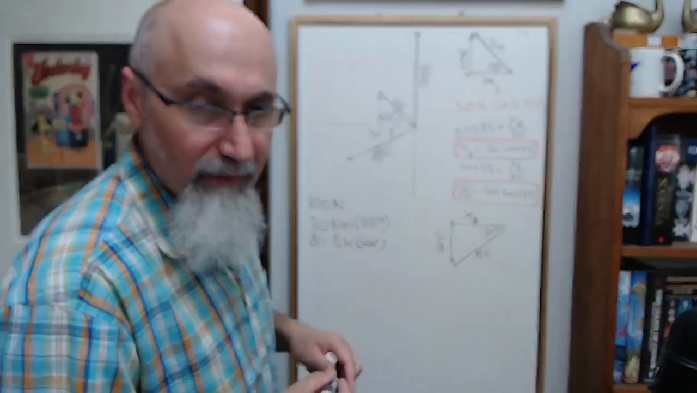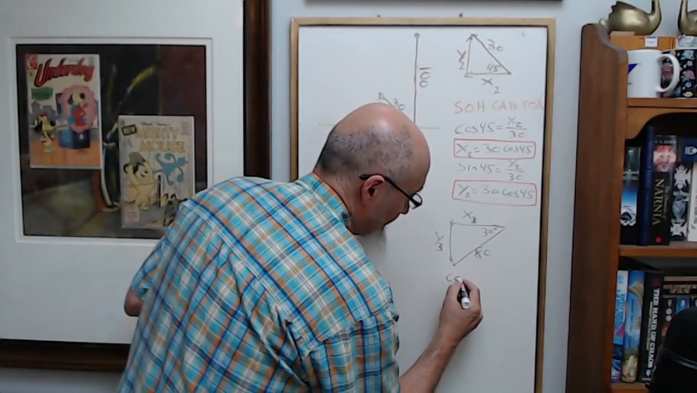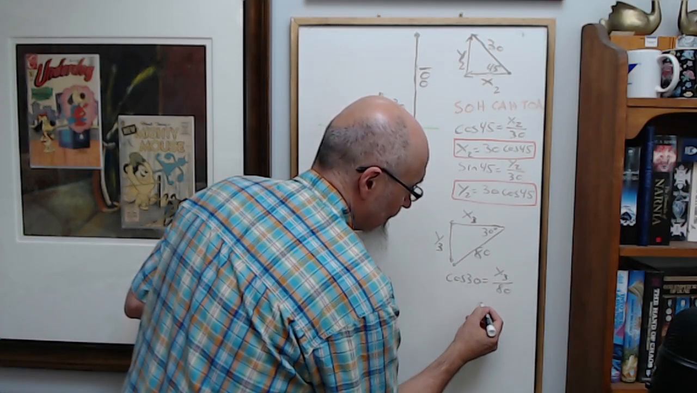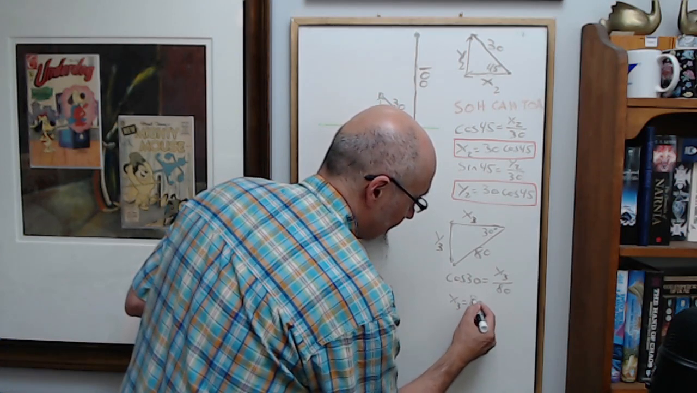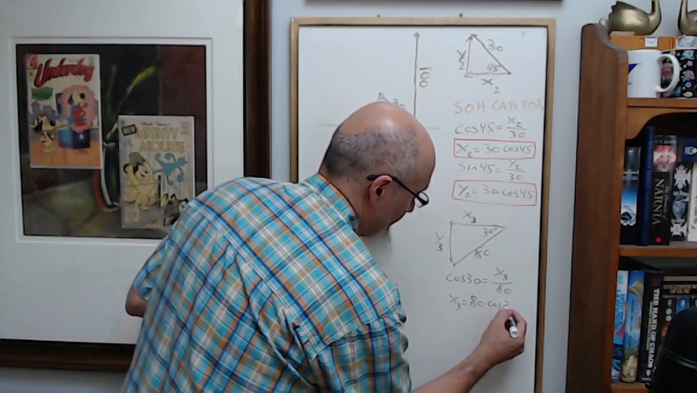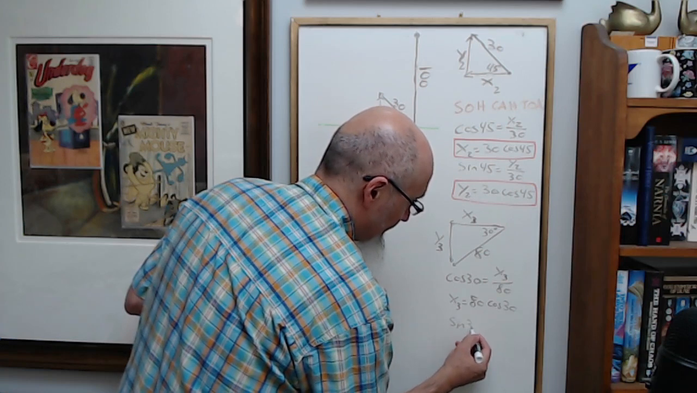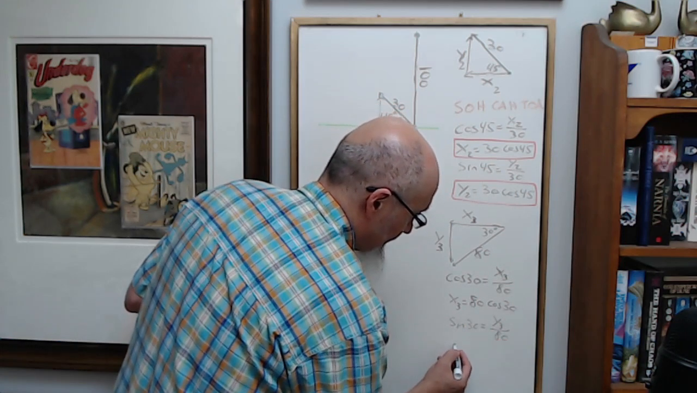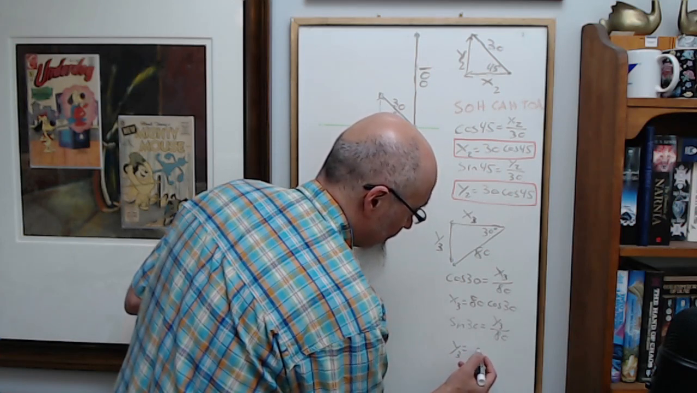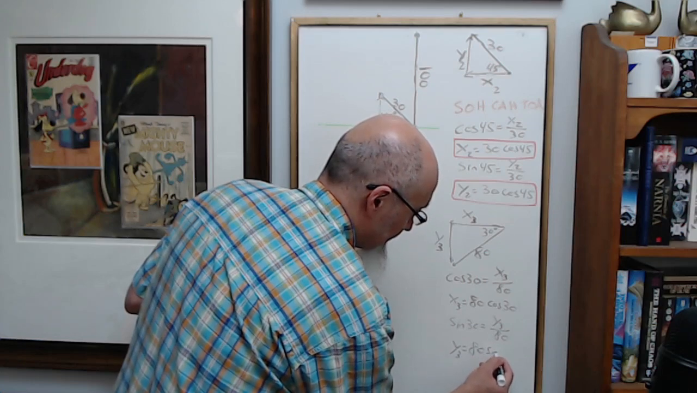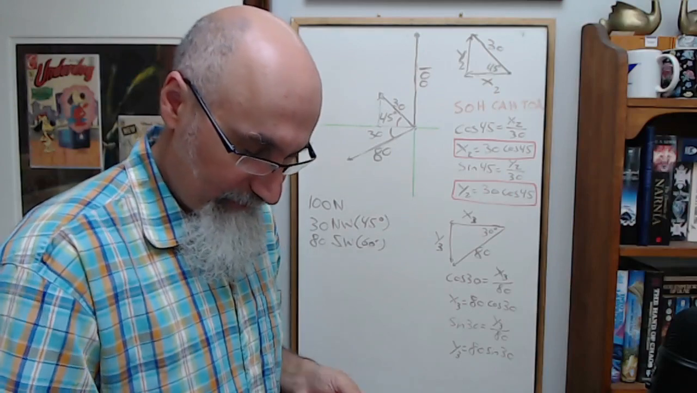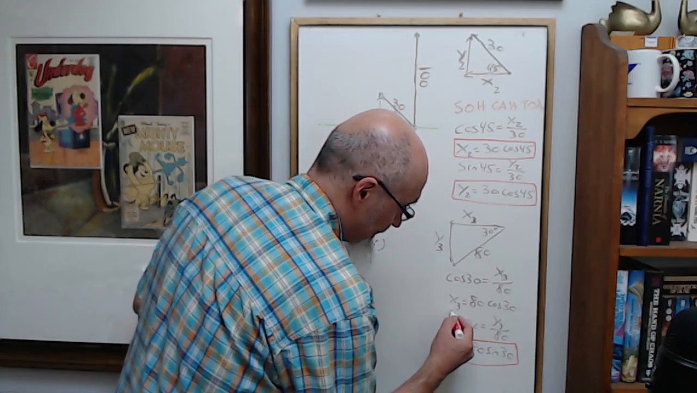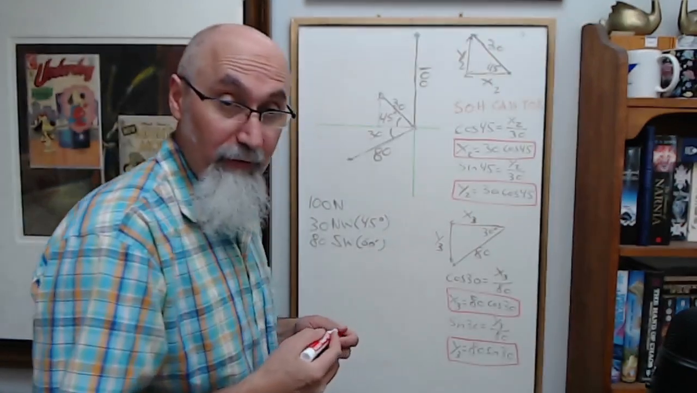Well, if you use SOH CAH TOA again, then you have cos of 30 is equal to x3, adjacent over hypotenuse, right? So x3 is equal to 80 cos of 30, and sine of 30, if you're going to use the y, is going to be y3 over 80. So y3 is going to be equal to 80 sine of 30. Okay. I hope that's clear. I'm sort of going through this quickly. I'm assuming you know trigonometry.